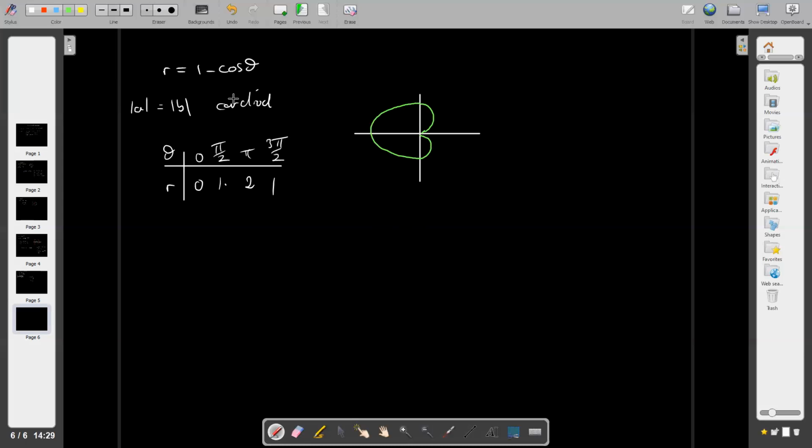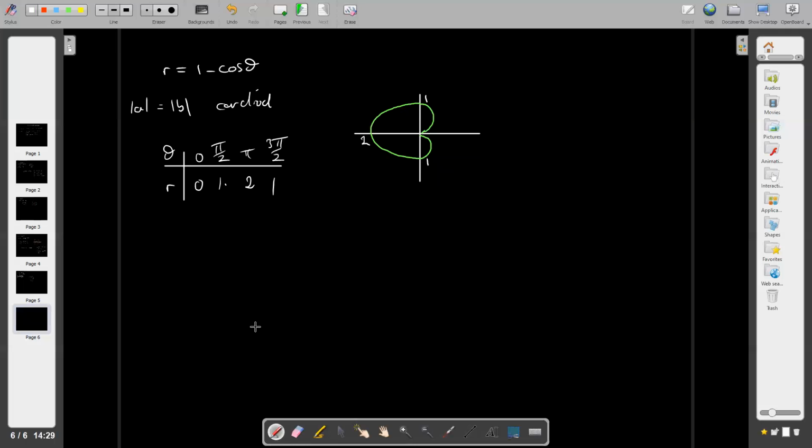There we go. We know that this is going to be 2, and these are 1 and 1. At pi on 2, it's 1. At 3 pi on 2, it's 1. When it's 0, it's 0, and when it's pi, it's 2. Okay, so it looks like that. So that's the cardioids done.